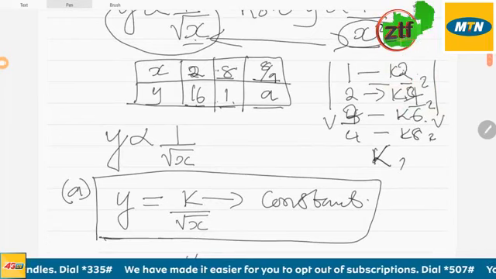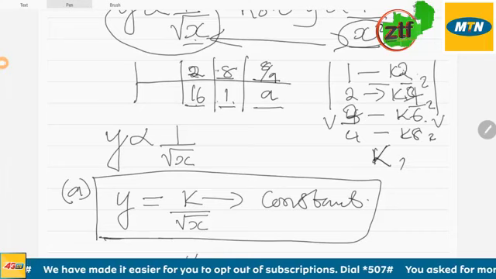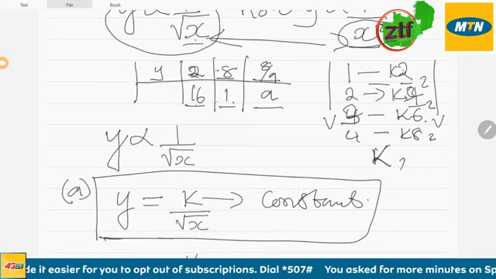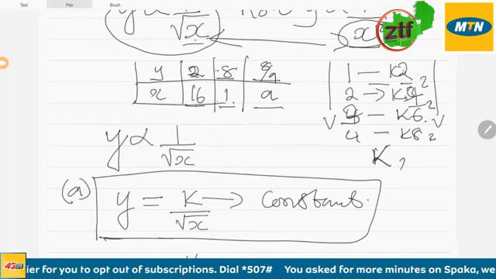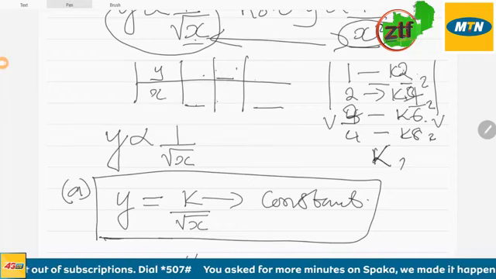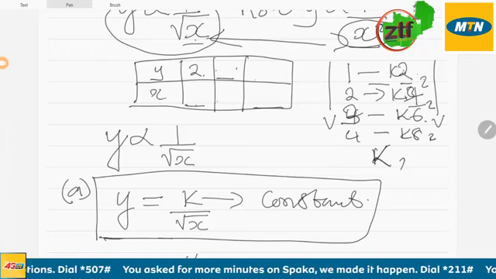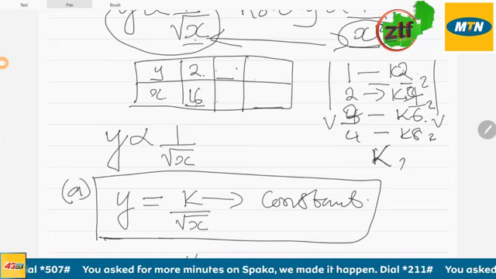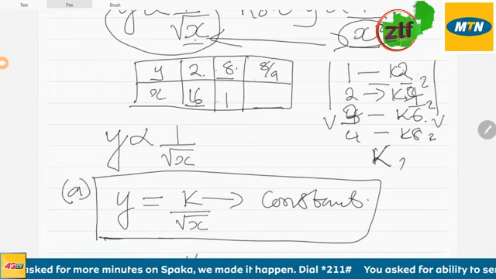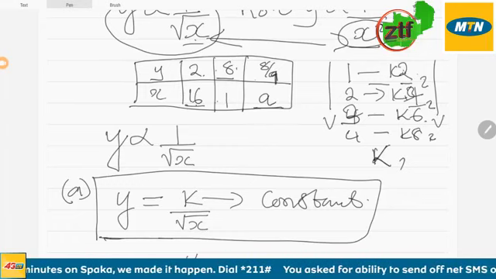Sorry, we have made a mistake here. Let's say this is our y, and this is our x, so that you're able to follow nicely. Okay, so the table here now has y as 2 and x as 16, then 8 here, then we have 1 here, and 8 over 9, and we have a here. Please differentiate, this is 9 and not a. Great, so let's continue now.